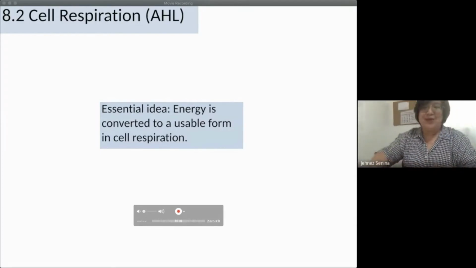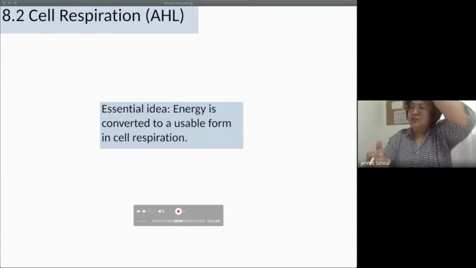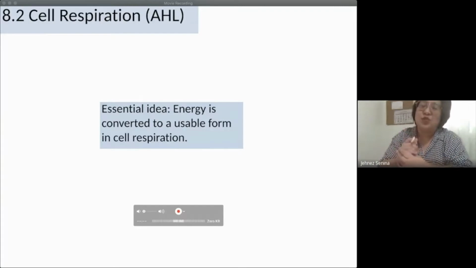Cellular respiration. Feel free to ask questions. We're going to learn the detailed steps of cellular respiration. It's easy to understand, but there are just too many things to remember. That's why I'm recording this, so you can review our lecture as well. All right, so cellular respiration.